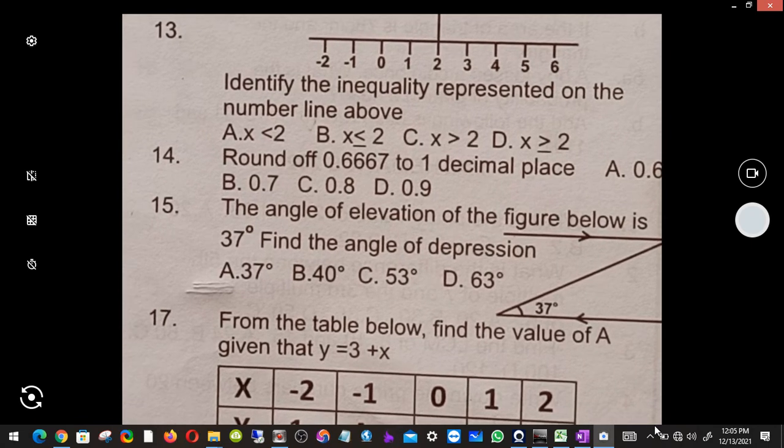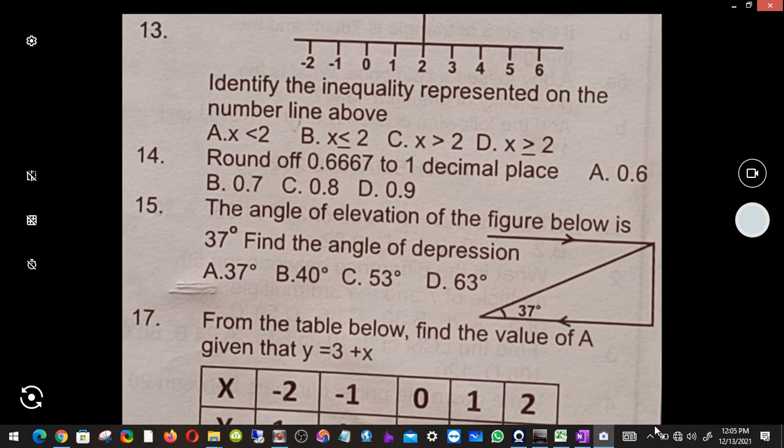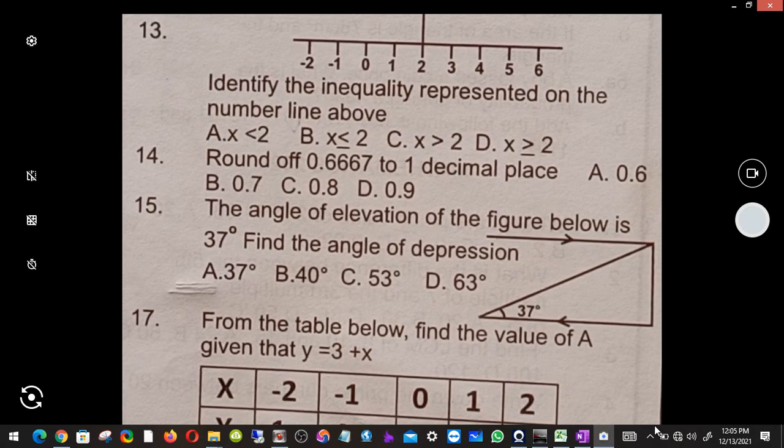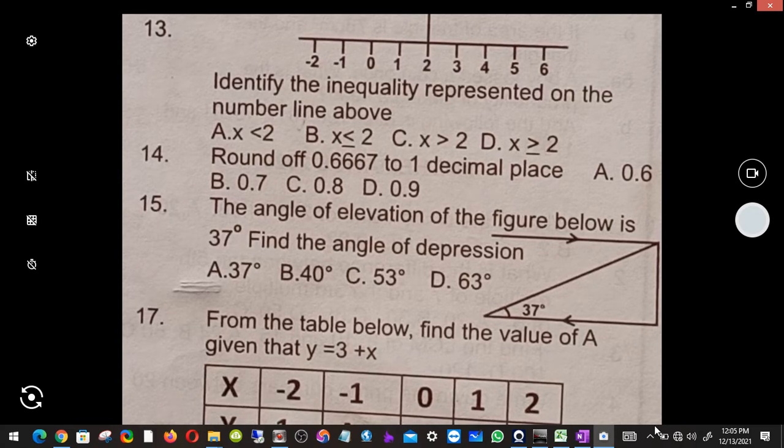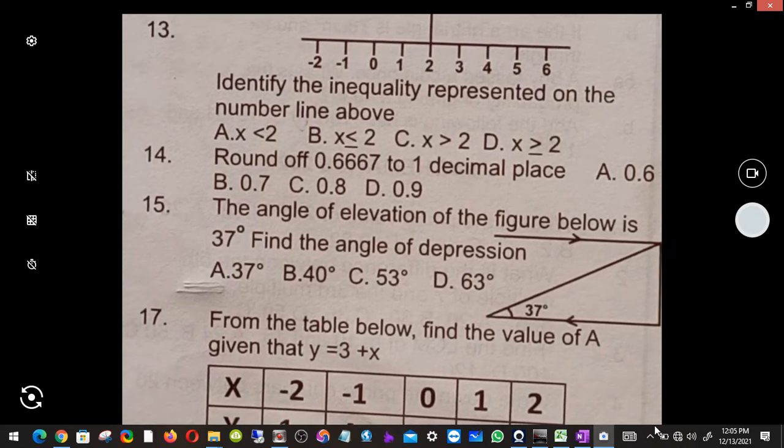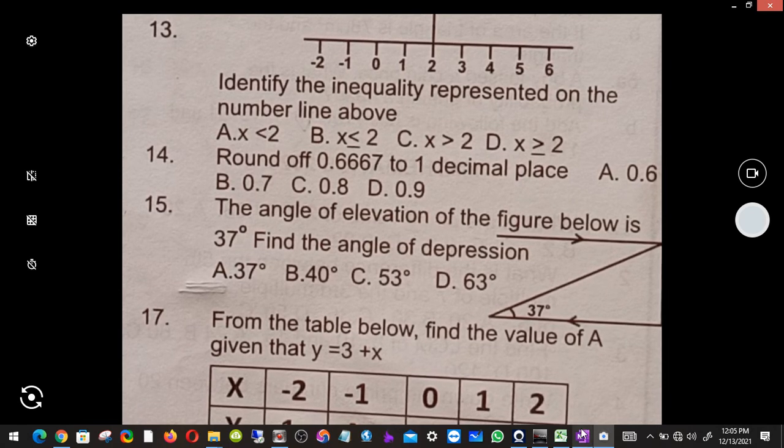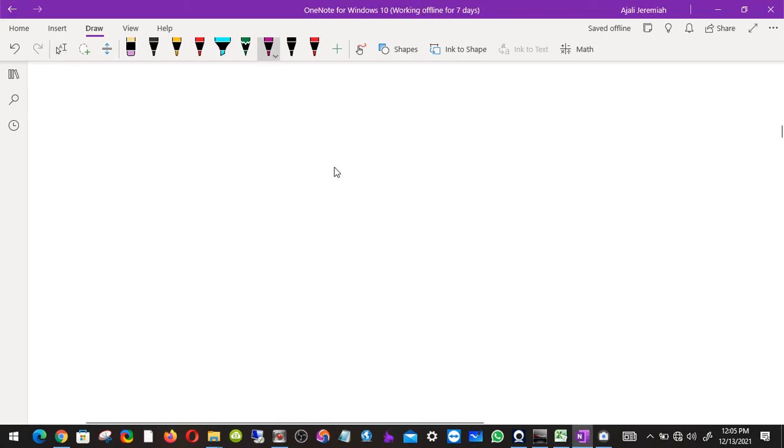Number 15. The angle of elevation of the figure below is 37 degrees. Find the angle of depression. Angle of elevation is equal to angle of depression. And why is that so? Because they are alternate angles. If we have our angle of elevation, someone is here looking, but instead of looking straight, he tilts his eye at an angle to see a bird flying. He has elevated his eyes, so this is angle of elevation, 37 degrees.